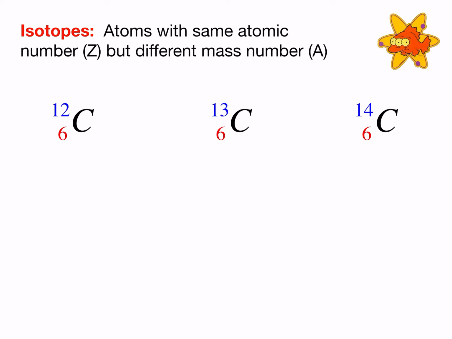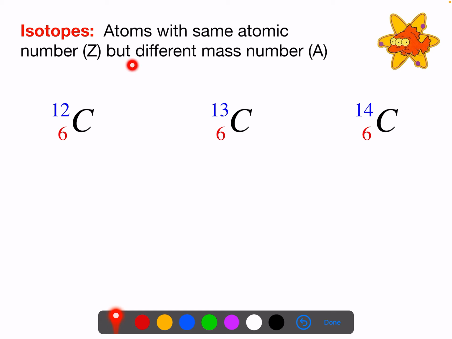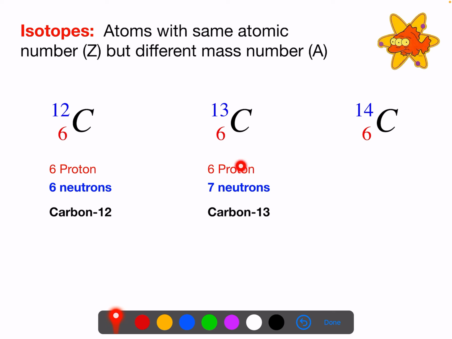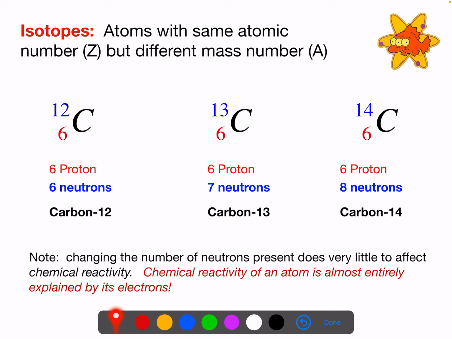So we can then define what we know as isotopes. Isotopes are important, and isotopes are atoms with the same atomic number, so same number of protons, but different mass number, so different number of neutrons. And so we can see 3 examples of isotopes here. We have all carbon, atomic number 6, across the board, but our mass numbers are different. So here we have 6 protons, 6 neutrons, 6 protons, 7 neutrons, 6 protons, 8 neutrons, carbon 12, carbon 13, carbon 14. And again, the key of the isotope is same protons, but different number of neutrons.